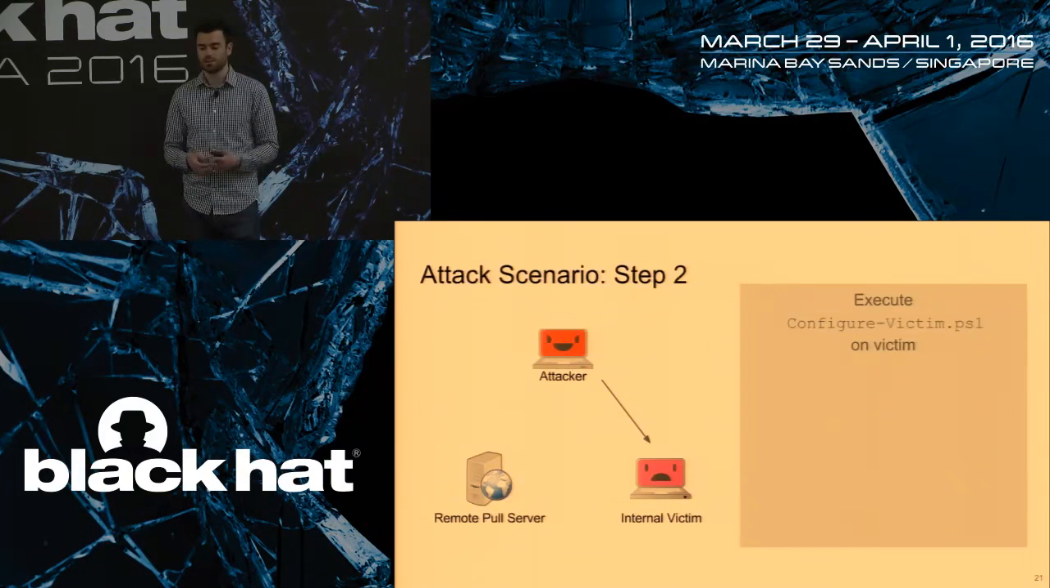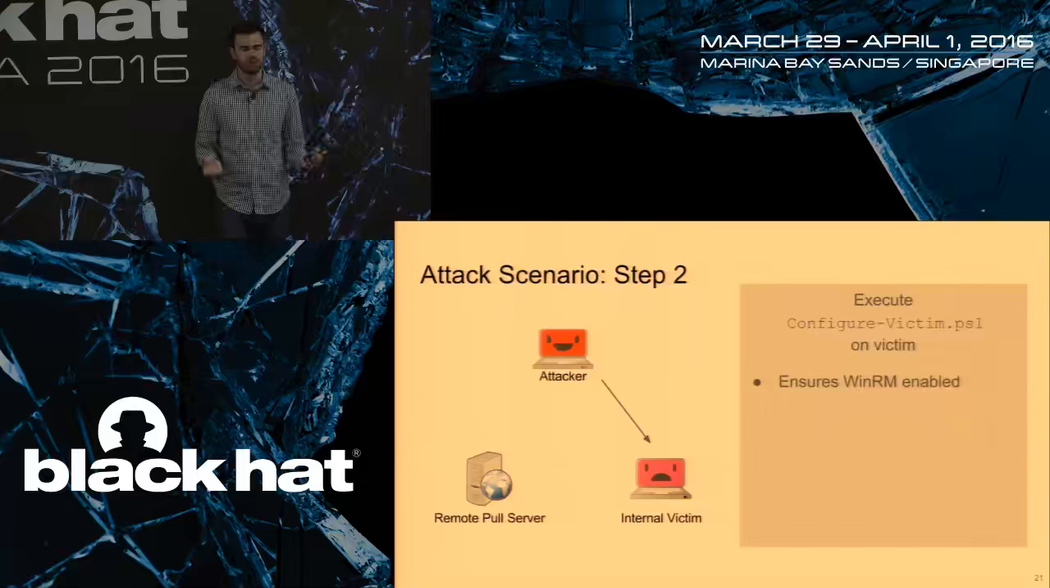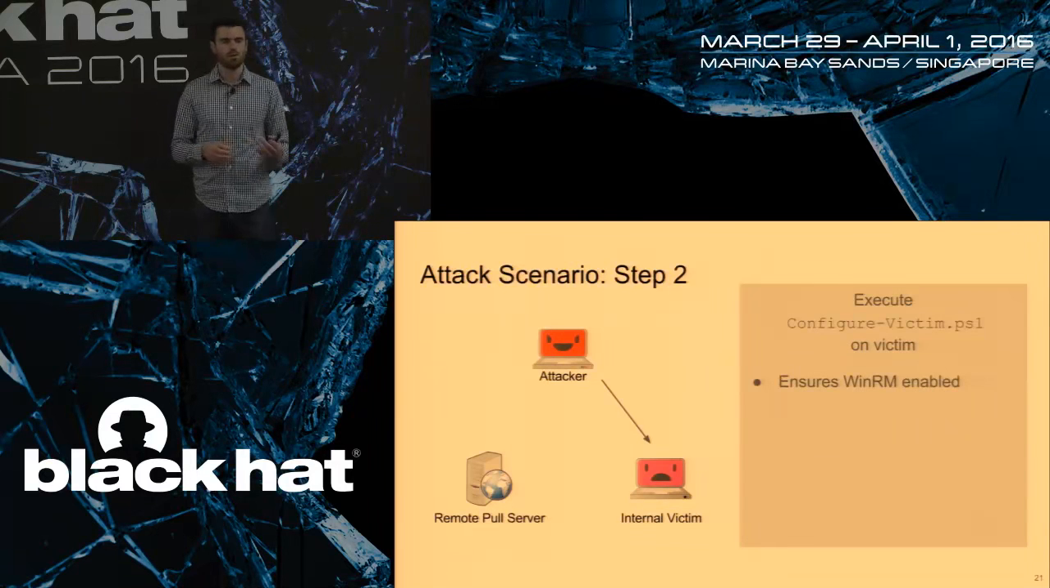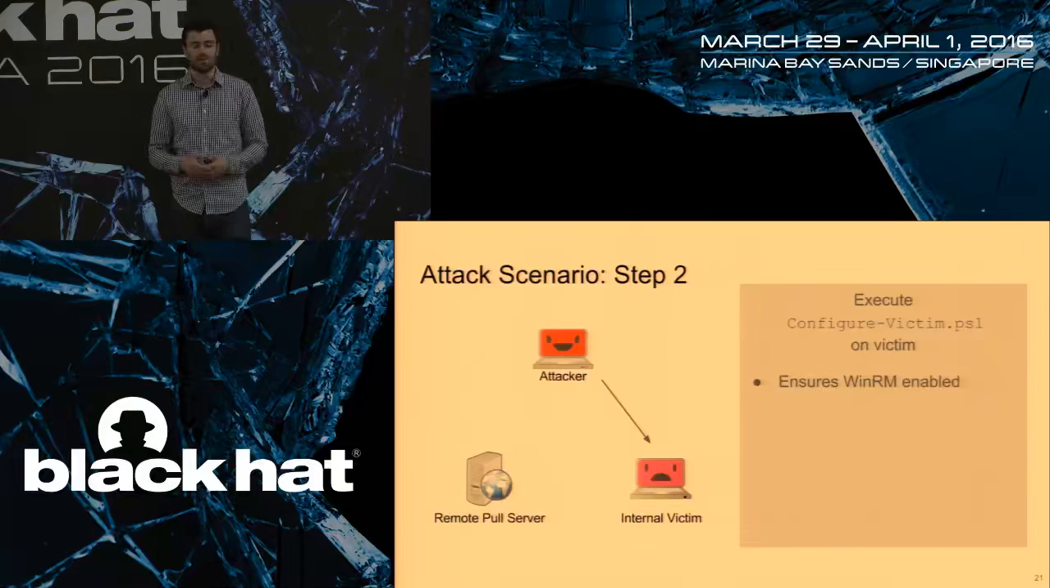We execute this configure victim script. It first ensures WinRM is enabled, which is funny because if you remember the first couple slides that Ryan went through, WinRM is only required in a push mode because it executes over WinRM and it's used for PowerShell remoting. This is all done over HTTP and HTTPS, but one of those gotchas we figured out is this actually has to be enabled for some other reason, even though it's not really used. So this is one of those gotchas.